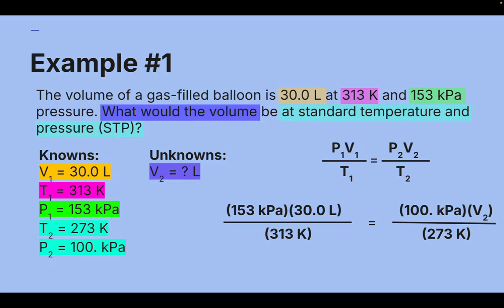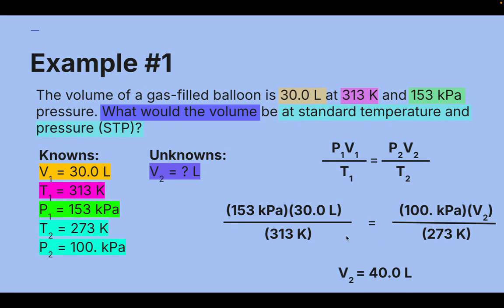So to solve this, I would cross multiply and divide. So 153 times 30 times 273 would be equal to 313 times 100 times V2. So you do 153 times 30 times 273 divided by 313 times 100. That would give you V2, which, you should practice plugging that in, please, you would get a volume of 40.0 liters, with the proper sig figs being 3, because all of our numbers that were given have 3 sig figs to them.